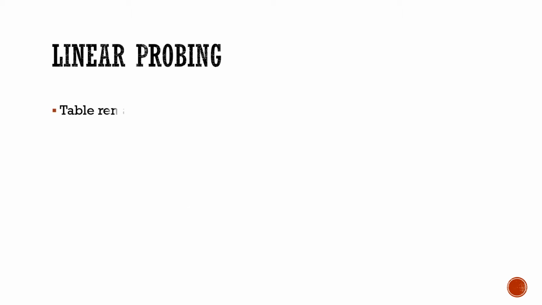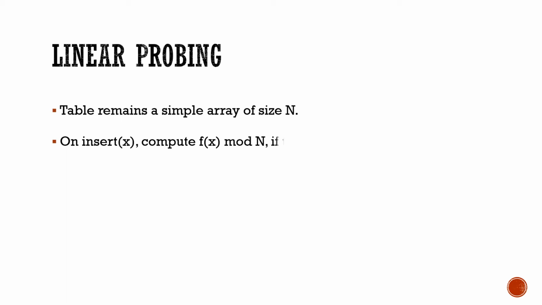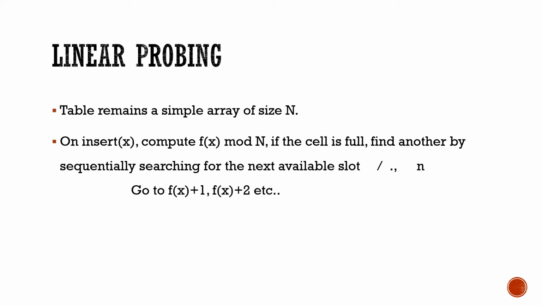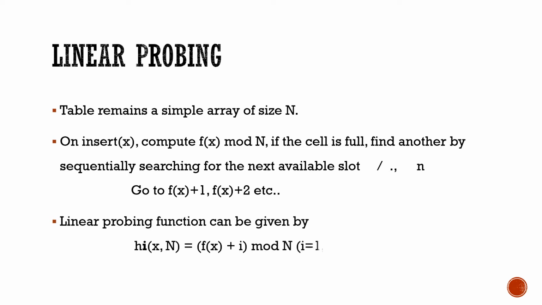Linear probing. The table remains a simple array of size n. On insert x, compute f(x) modulo n. If the cell is full, find another by sequentially searching for the next available slot. Go to f(x) + 1, f(x) + 2, and so on. The linear probing function can be given by h_i(x) = (f(x) + i) modulo n.